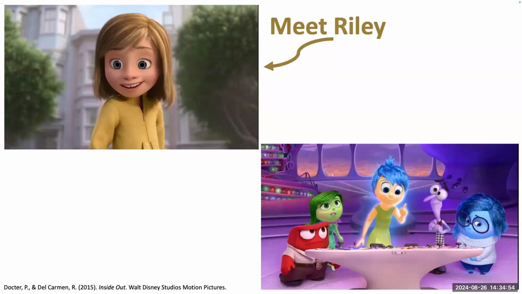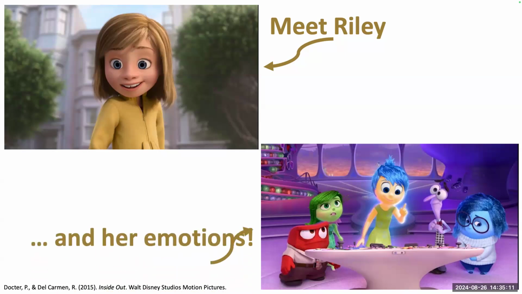This is Riley. She's the main character of the movie. She's an 11-year-old, and she moves from Minnesota to San Francisco because her dad got a new job. At first, she's really excited, but then she starts to get sad. She misses her old school, her old friends, her old hockey team. The other characters in the film are her 5 emotions, and they live in a headquarters in her brain, where they control a command center. And they dictate a lot of Riley's behavior.